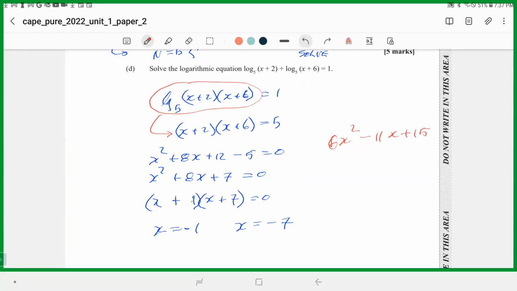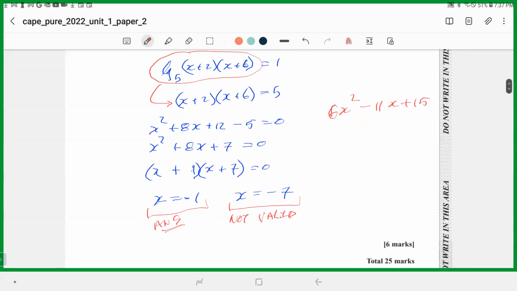And if you try the negative 1, you're good to go. Because if you put it here, you find the log of 5, don't it? And put it here, you find the log of 1, don't it? So you cannot accept the other answer. This is not a valid answer. And this is your answer.